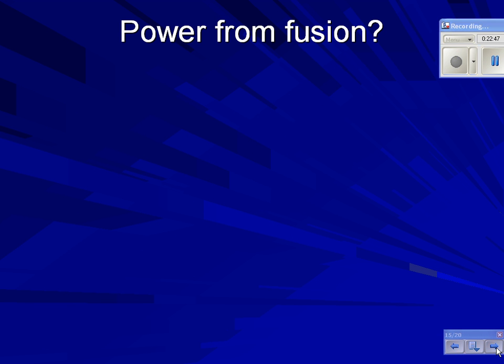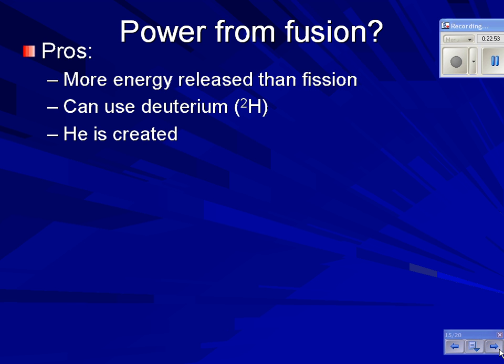So there are people that are researching this. Can we get power from nuclear fusion? What are some of the benefits? Well, it releases more energy than fission does, nucleus for nucleus. You can use deuterium instead of hydrogen if you want to. This hydrogen and deuterium are readily available, as hydrogen being the most abundant element in the universe. And the byproduct is helium.